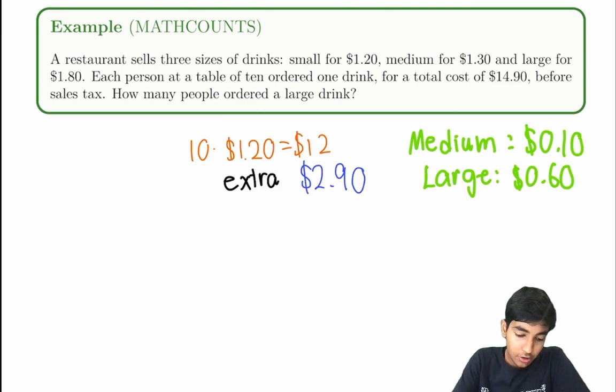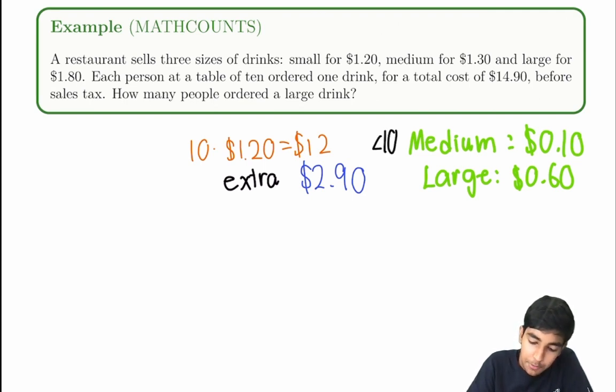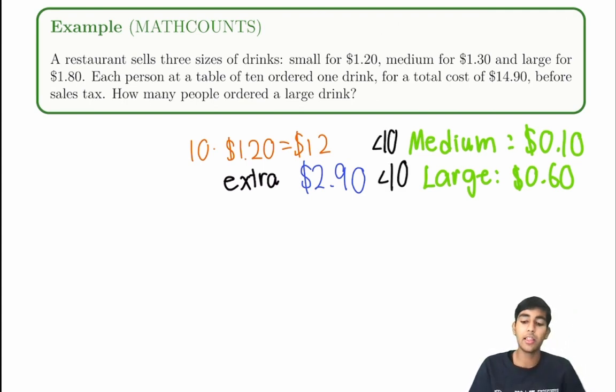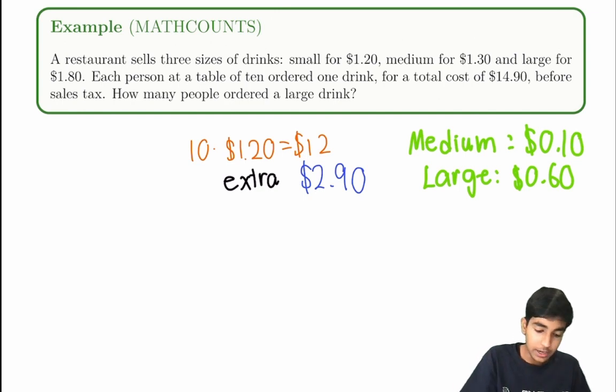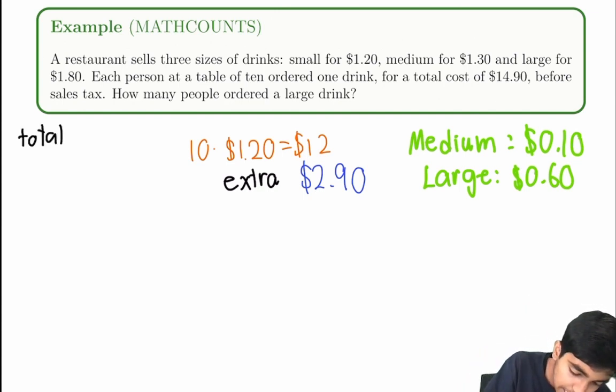But the thing is there's only 10 drinks total, right? So we somehow have to use 10 cents and 60 cents to form $2.90, but there can't be more than 10 medium drinks, and there also can't be more than 10 large drinks, because we only have 10 total drinks, right? And also there can't be more than 10 total medium and large drinks as well. So let's write this here: total medium plus large less than 10.